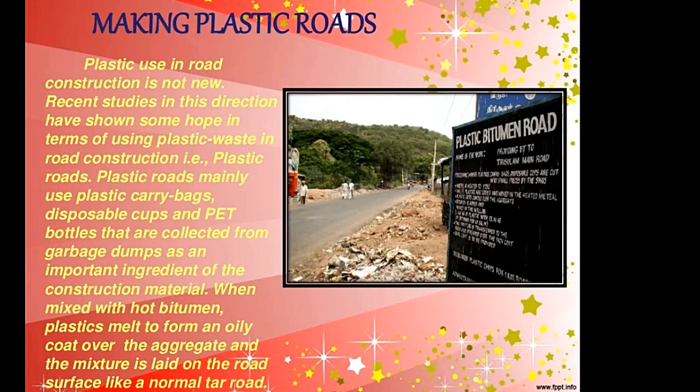Plastic roads mainly use plastic carry bags, disposal cups, and PET bottles that are collected from garbage dumps as an important ingredient of the construction material. When mixed with the bitumen, plastics melt to form an oily coat over the aggregate and the mixture is laid to the road surface like a normal tar road.